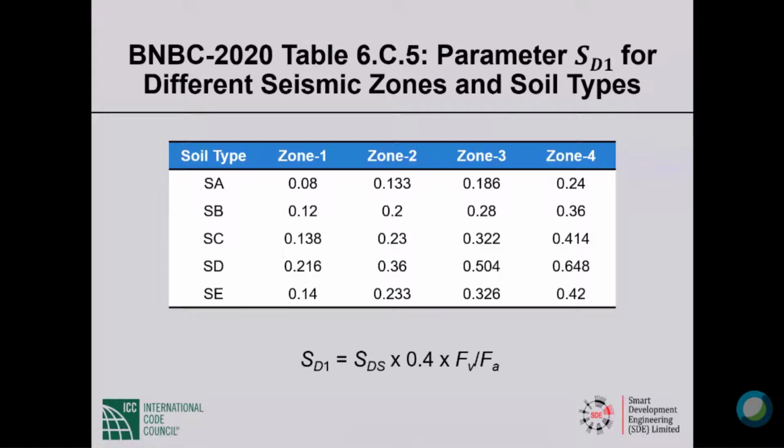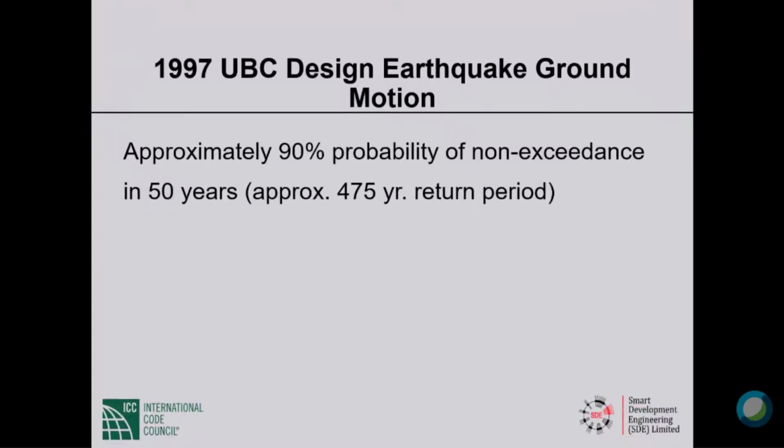I have written down here something that is important. You will see that the S sub D1 values that are given are S sub DS multiplied by 0.4. 0.4 is the conversion factor between S sub S and S sub 1, remember? And the F sub v over F sub a quantity that I listed in one of the earlier tables. So S sub D1 and S sub DS are not independent either. They are related as shown here. And all of this tells you about the convergence between Appendix C and the main body of BNBC 2020.